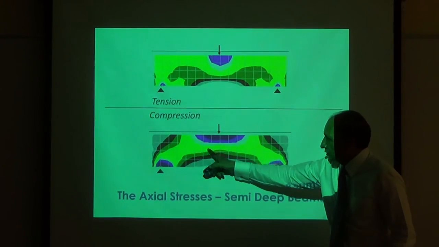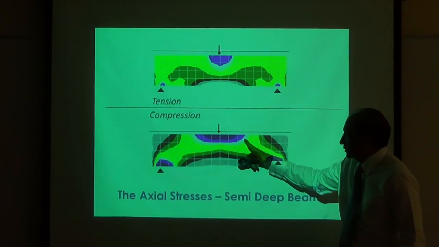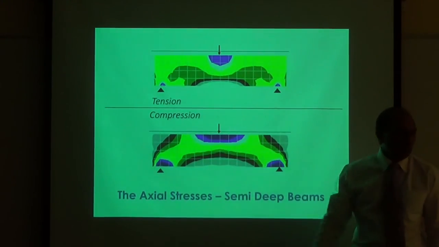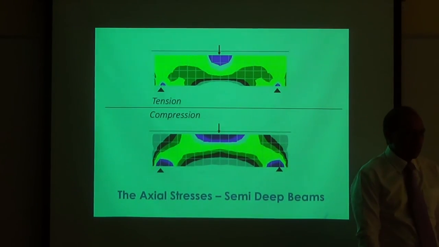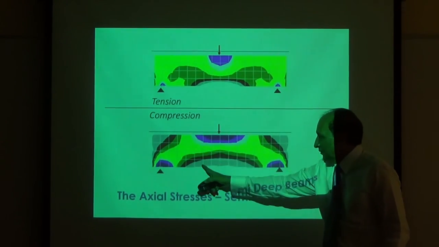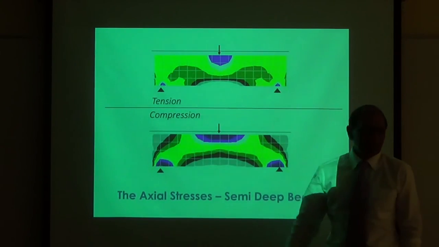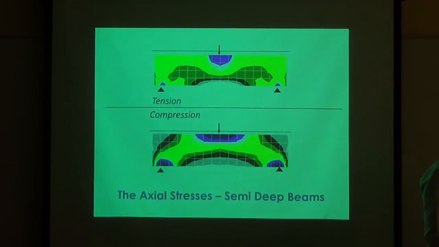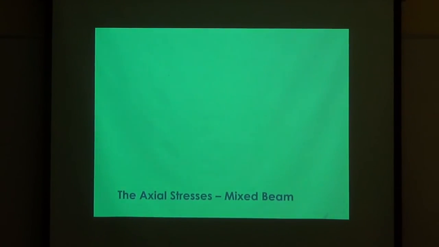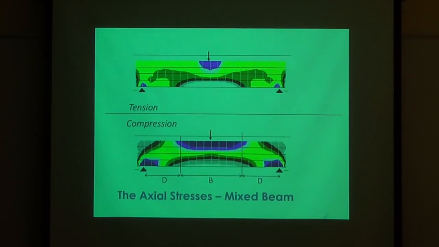This is a flatter portion now. So this yellow does not touch this load anymore. So there's a flat portion in the middle. This is now the B region, where bending is occurring before it becomes D. And in this case, it is quite long. So now you can see D region, B region, D region.